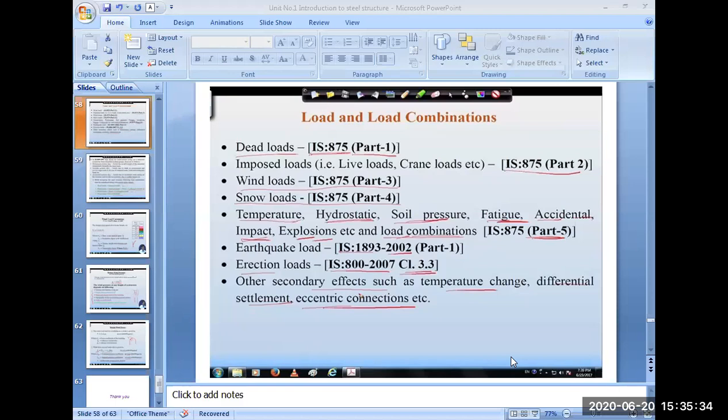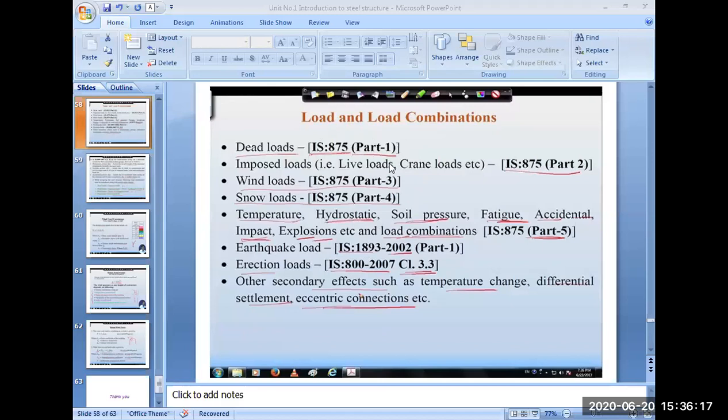Those loads are the dead load, imposed load, which is nothing but live load, then wind load, snow loads, temperature, hydrostatic, soil pressure, then earthquake load, erection load, and other secondary loads due to change in temperature, differential settlement of the building, or eccentric connection. So these are the various types of loads generally coming on the structure, and we consider these loads while calculating and designing our civil engineering steel structures.